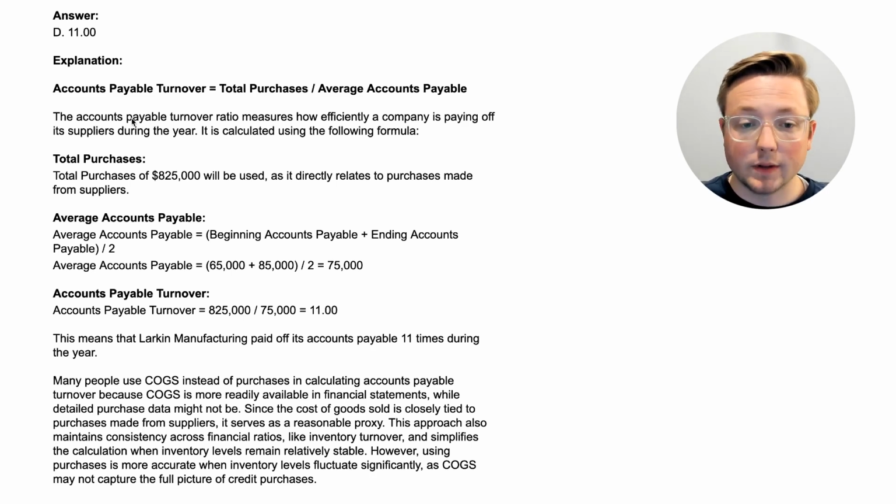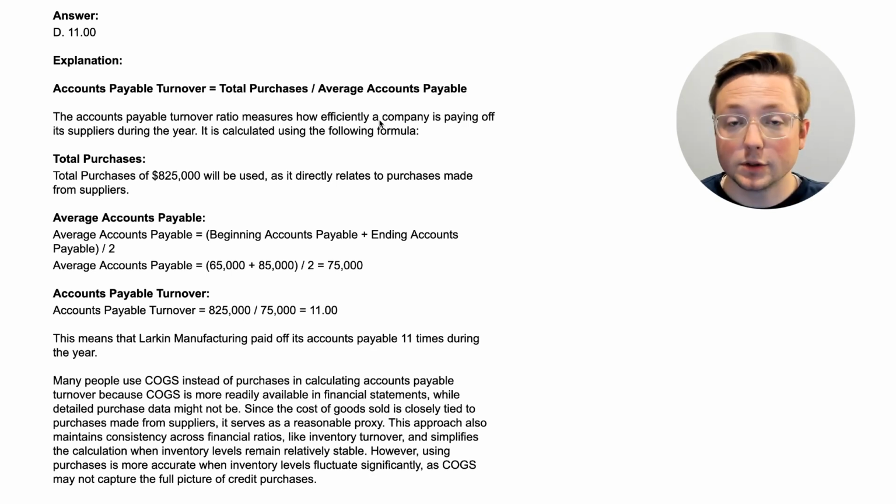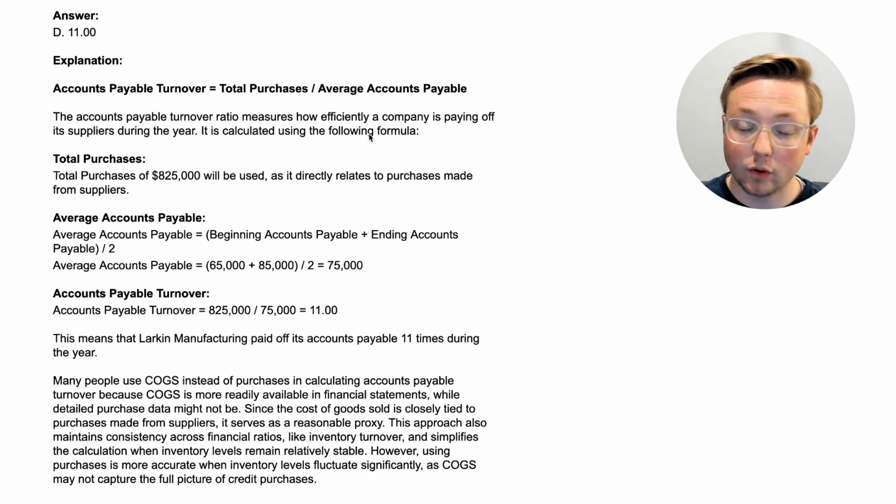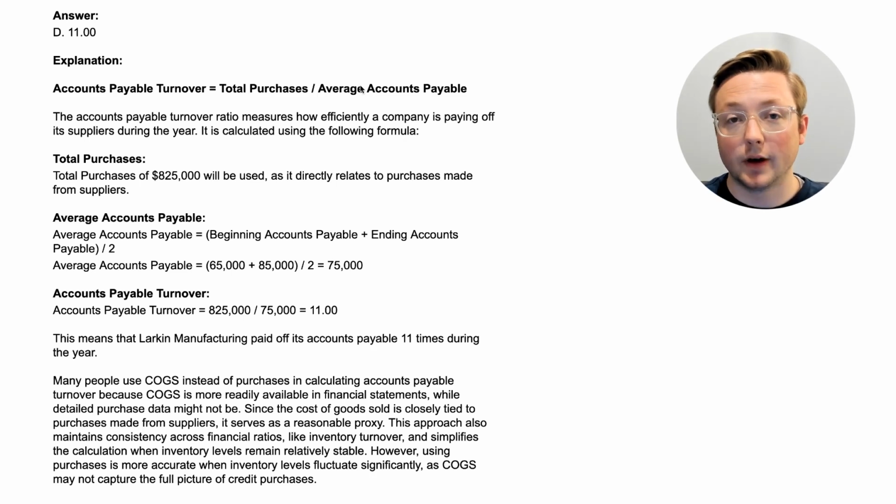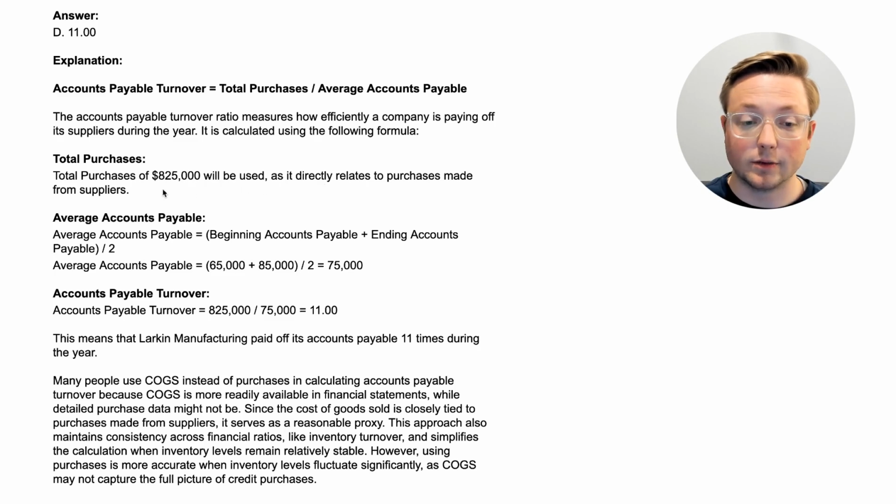So what is the point of the accounts payable turnover ratio? It measures how efficiently a company is paying off its suppliers during the year. So accounts receivable turnover: how quickly are we getting our money after doing these sales? Accounts payable turnover: how quickly are we paying people for things that we're purchasing on credit? It is calculated using the following formula. Like I said, it's total purchases divided by average accounts payable. So the total purchases, if it's given, it's probably just going to be given to you. So that would be $825,000 here, and that is directly related to the purchases from suppliers.